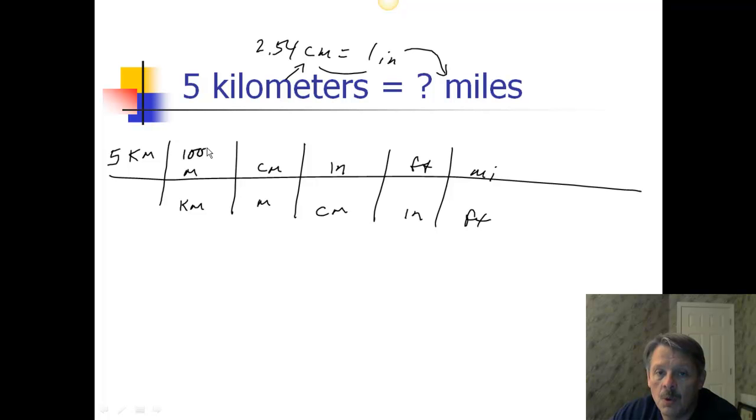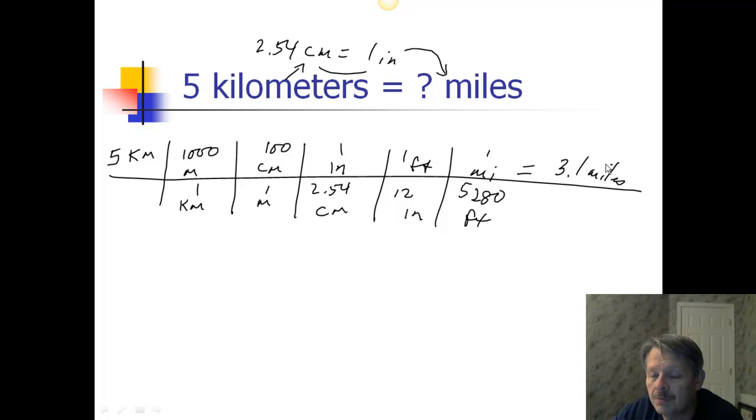There are 1,000 meters in 1 kilometer. There are 100 centimeters in a meter. There are 2.54 centimeters in 1 inch. There are 12 inches in 1 foot. And there are 5,280 feet in 1 mile. If I take the 5 and multiply by 1,000, multiply by 100, divide by 2.54, divide by 12, divide by 5,280, I get approximately 3.1 miles. And that's a 5K.